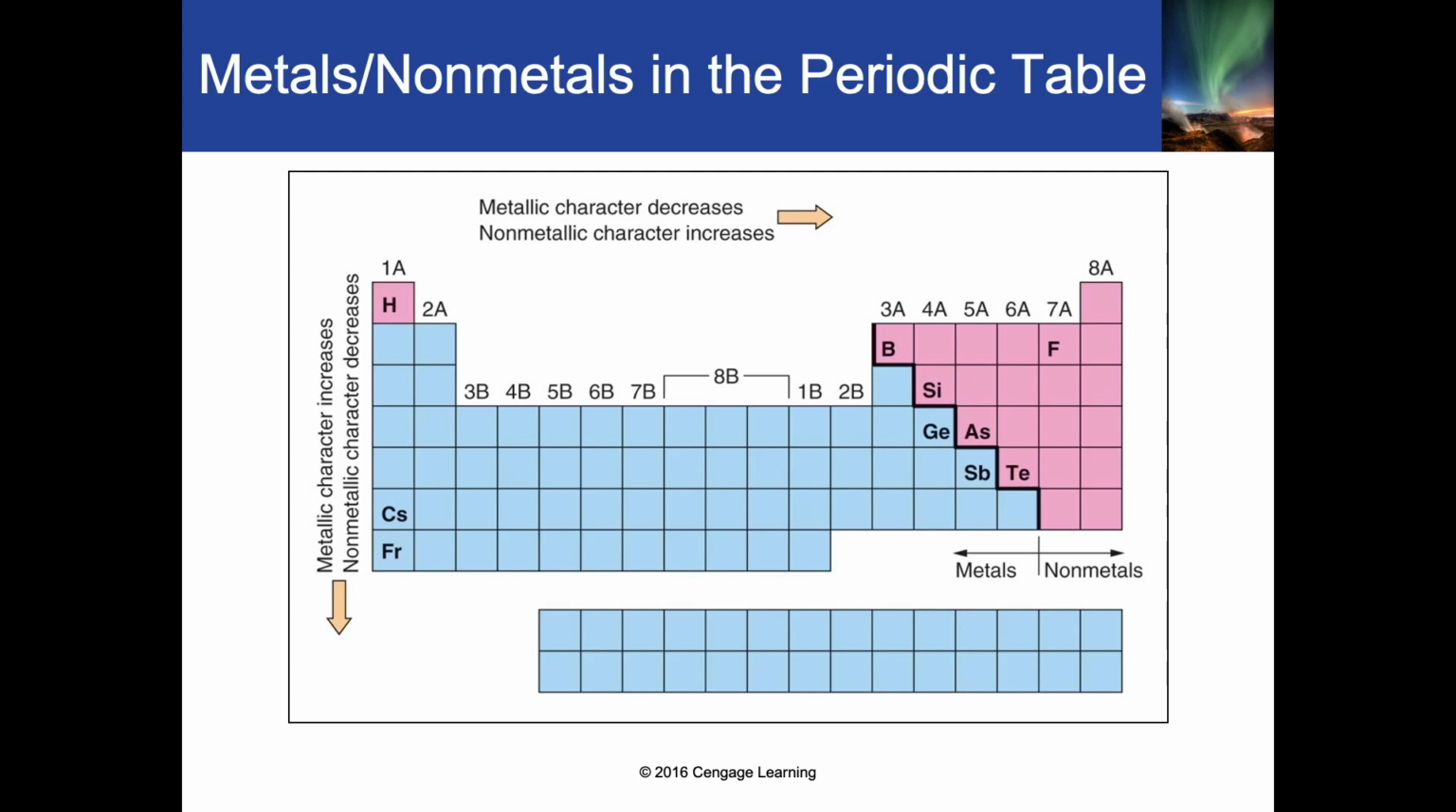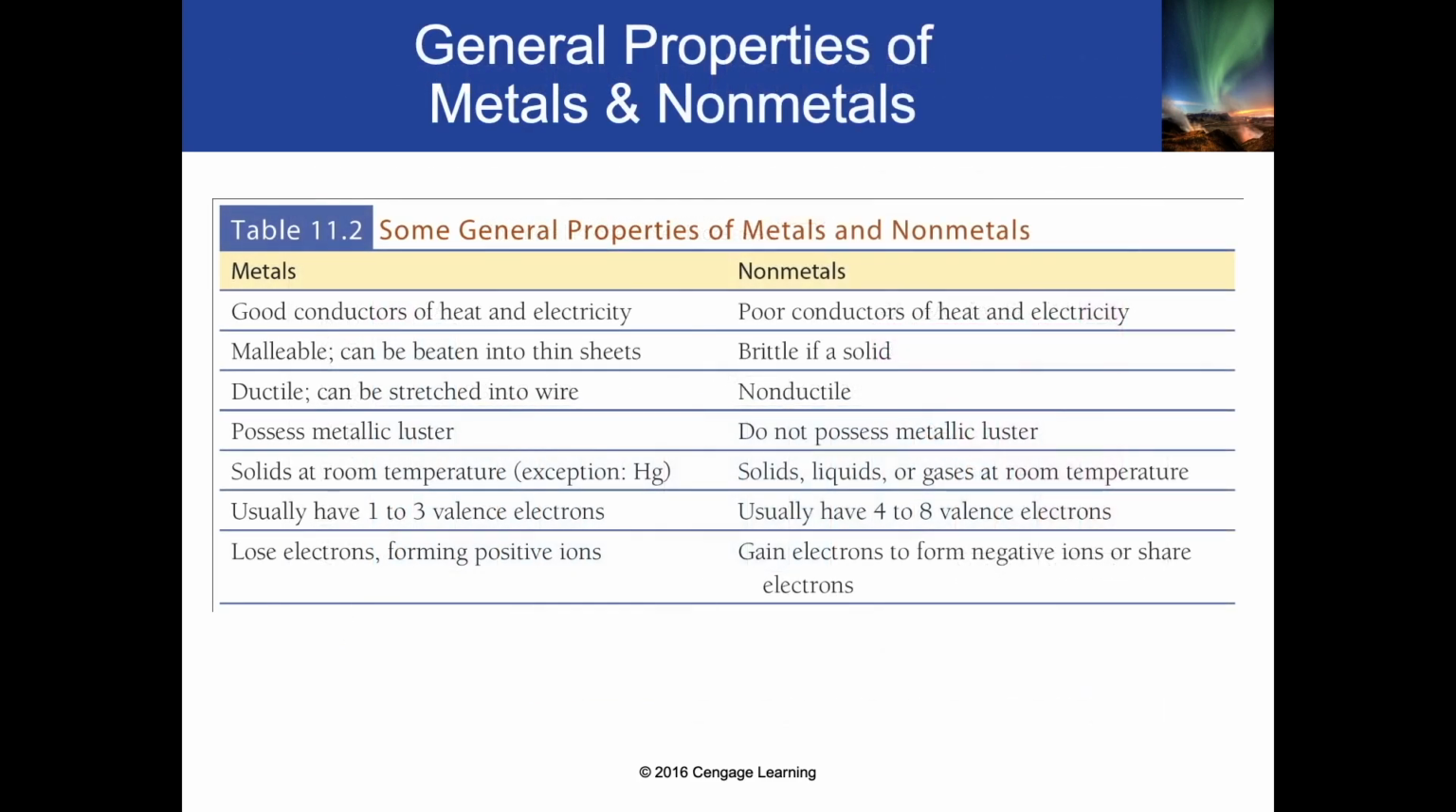Okay? So let's talk about these metal and non-metal properties. Another thing I might ask you in the exam, which of the following is a property of a non-metal, or which of the following is a property of a metal? Metals, of course, are good conductors of electricity and heat. They're malleable, they can be beaten into thin sheets. Ductile, so they can be stretched into wire. They possess metallic luster, so they're shiny.